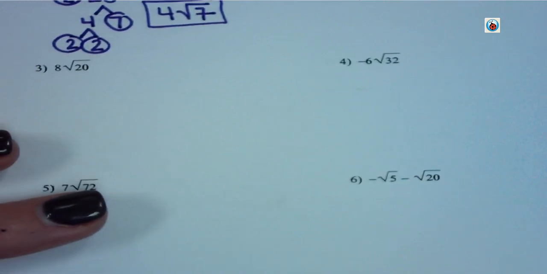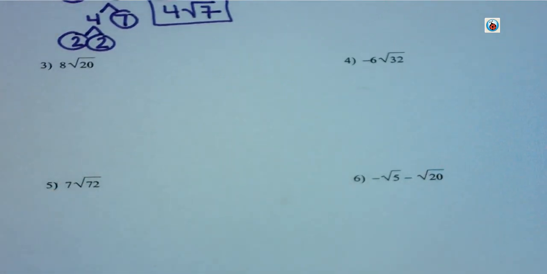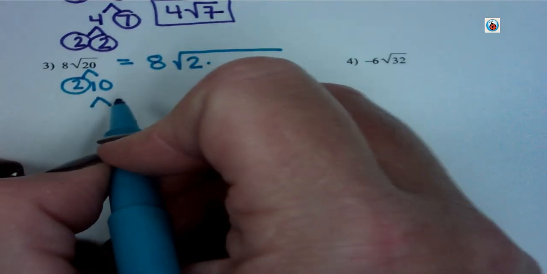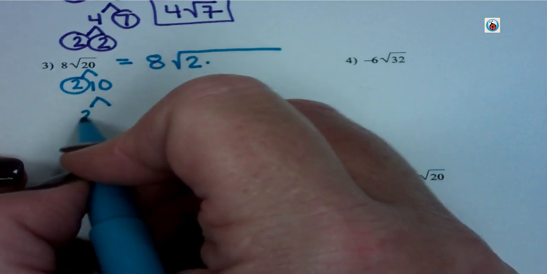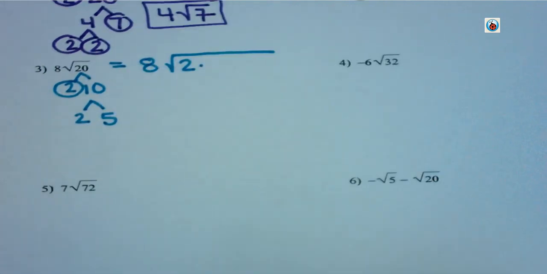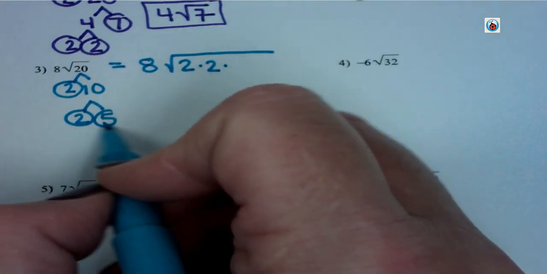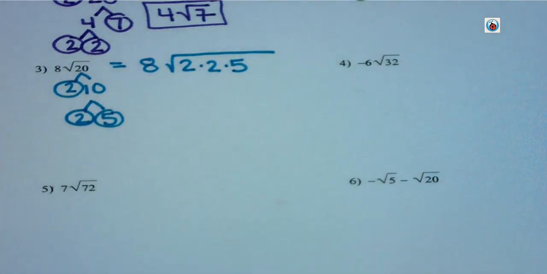Okay, number 3 is a little different because it has an 8 already sitting out there. I'm going to work it the same way, but whatever I pull out from under the radical also has to be multiplied by that 8. It's going to break down the 20 to 2 and 10. So I like to rewrite this as 8, and then there my radical. So I'm going to put my 2 under the radical. Then my 10 breaks down to 2 and 5. So again, I'm going to circle my 2 and put it on the radical. And then I'm going to circle my 5 and put it on the radical because they're both prime numbers.